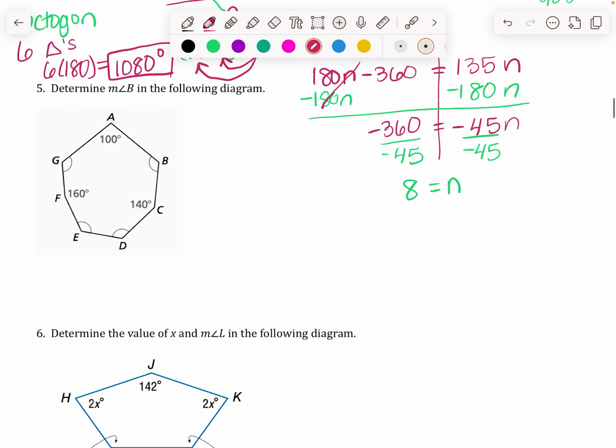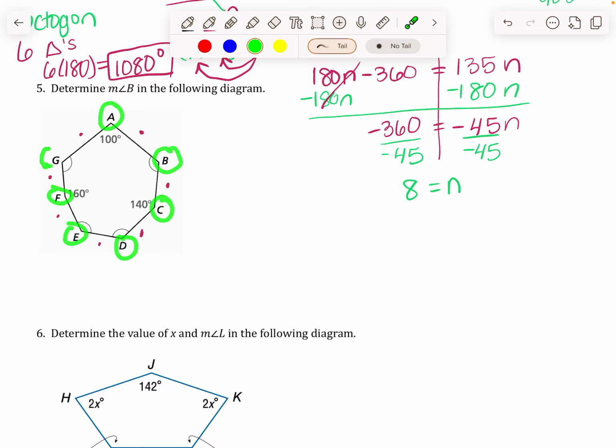All right. We are looking for the measure of angle B. First you need to count the number of sides or count the number of angles. So you've got 1, 2, 3, 4, 5, 6, 7 sides. Or you can count the number of angles, which should be the same: 1, 2, 3, 4, 5, 6, 7.